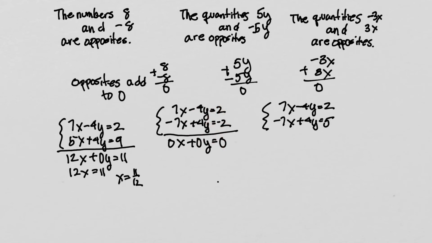So 0x plus 0y is 0. We get 0 equals 0, and that is a true statement. We've eliminated all the variables and gotten a true statement.